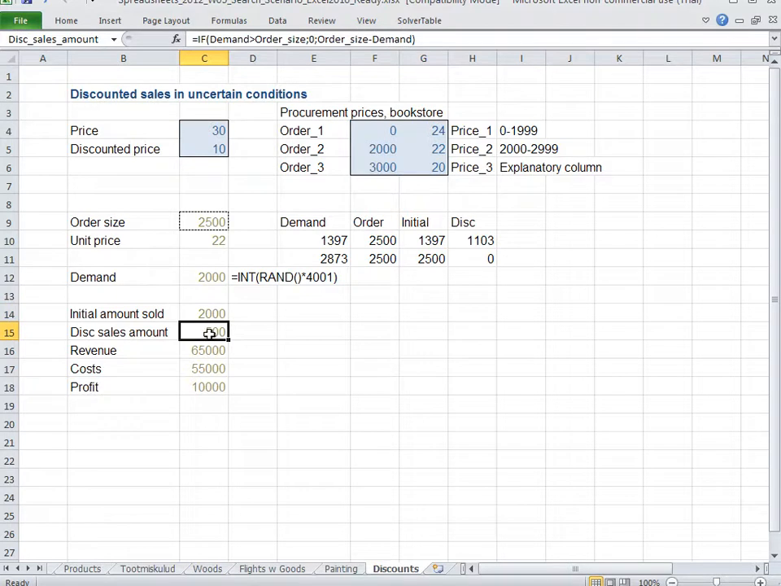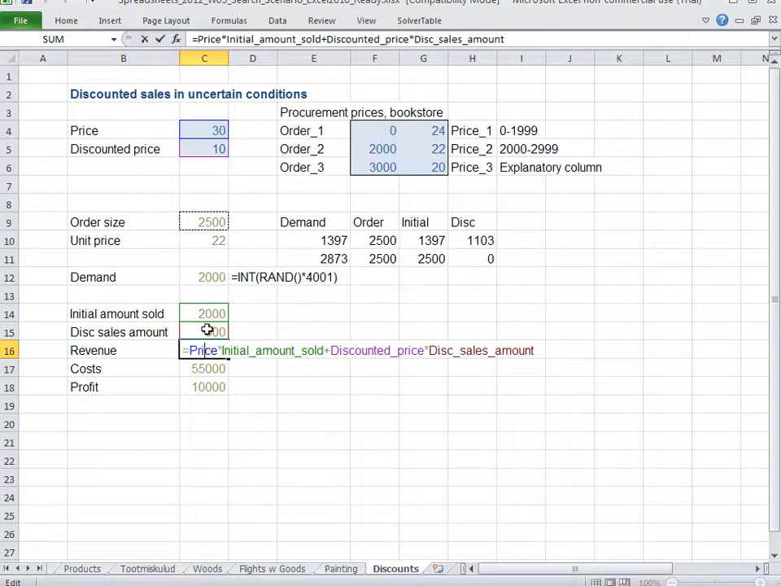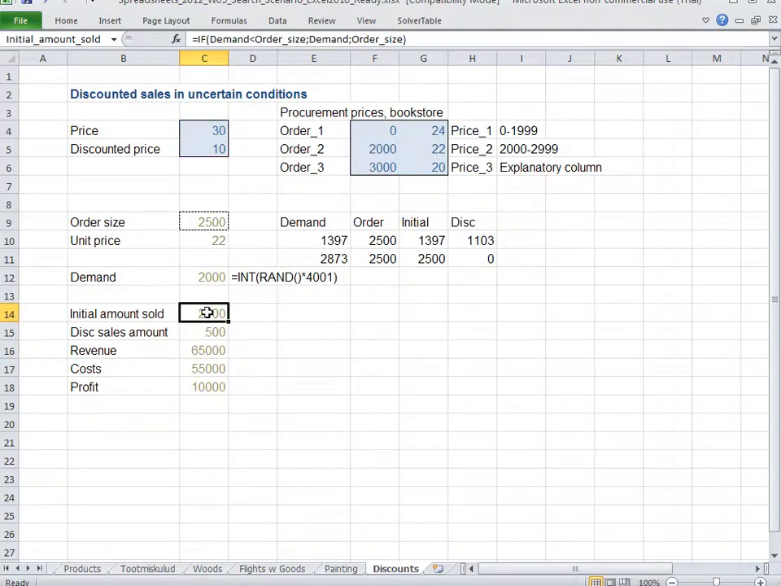Now we had to calculate the money coming in, revenue. And revenue was a multiplication of 2,000 with full price and 500 with discounted price. This was the revenue. Now we could calculate the costs. Costs were the multiplication of 2,500 of order size with unit price 22. That was the costs. 65 and 55,000 resulted in a total profit of 10,000. That is, profit was revenue minus costs.